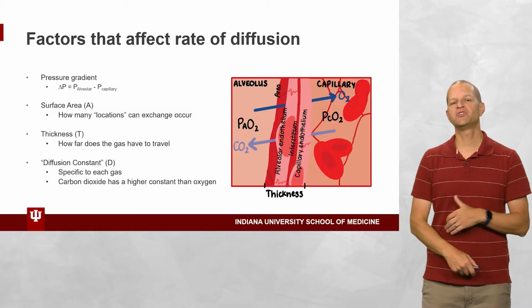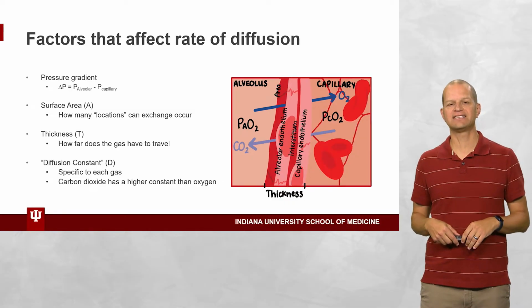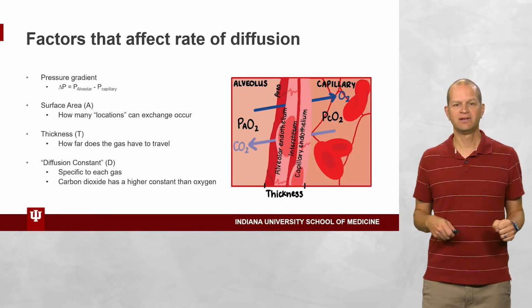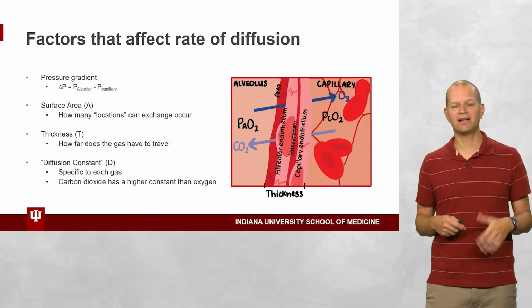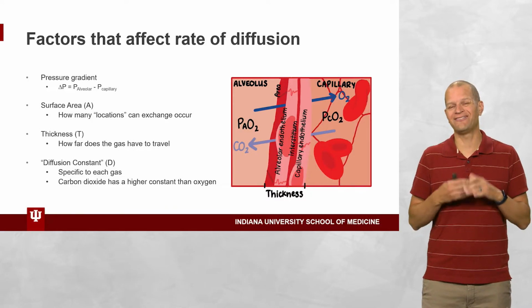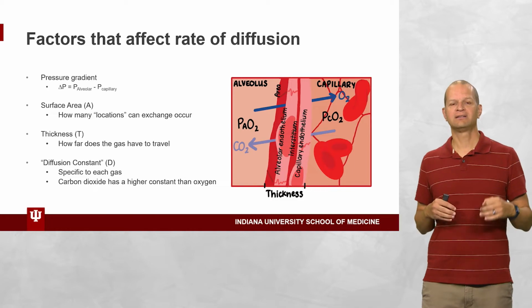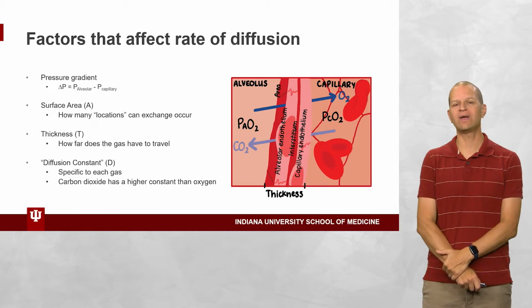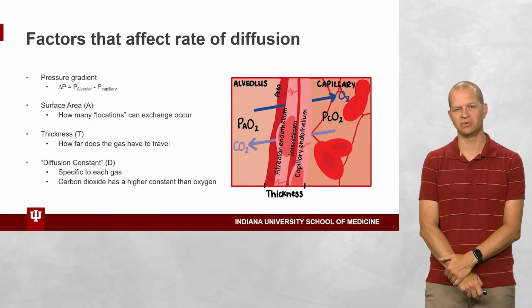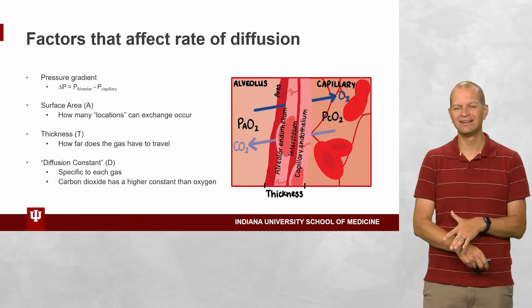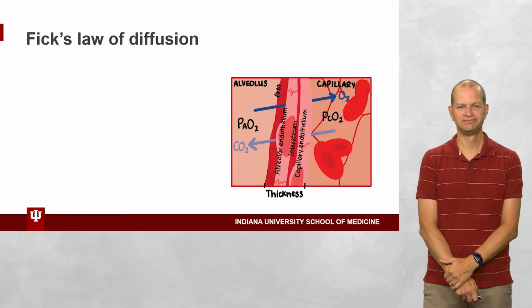And then you've got a diffusion constant. Each gas will have a specific constant. Okay, carbon dioxide has a higher constant than oxygen. As a result, if all other things are equal, carbon dioxide will actually diffuse more quickly or have a higher rate than oxygen will. Carbon dioxide really likes water, oxygen not so much.